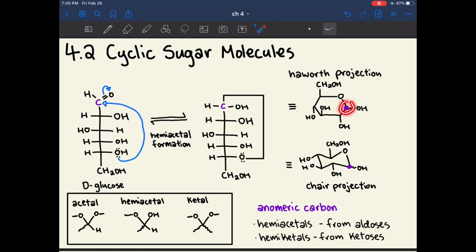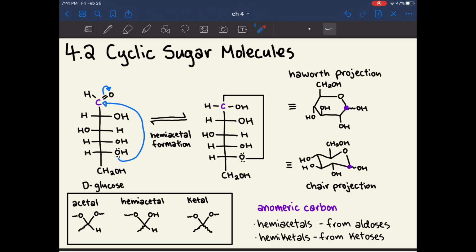This purple carbon here is still the purple carbon here, and the reason why this carbon is so important that it has its own name is that during this cyclization reaction, this OH group can actually point up or down, whereas all of the other OH groups have very predetermined up or down positions. For example, this OH group is always down, the next one is always up. You can see this if you turn this carbon skeleton sideways this way.